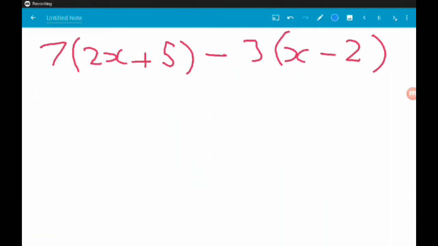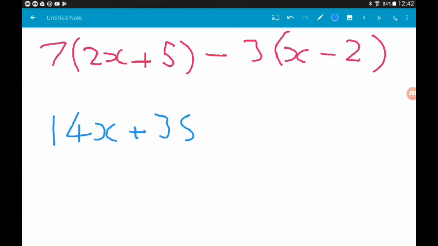Okay, last example for this video. I really hope it's helped, guys. So we've got 7 times 2x plus 5 minus 3 lots of x minus 2. So first job, expand the brackets. So 7 times 2x is 14x. 7 times 5 is going to give us plus 35. Now we need to be really careful with this next bracket with what signs we get.